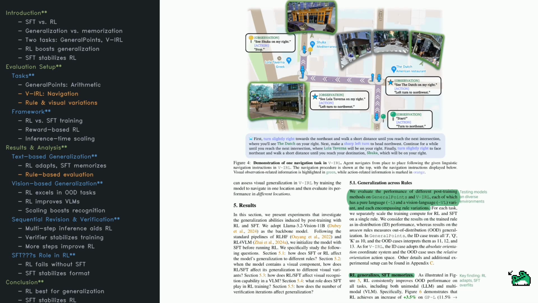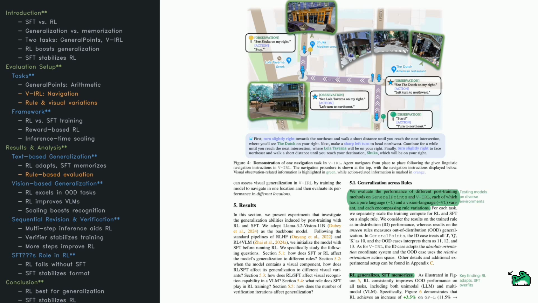Now let's focus on VIRL, where the model has to navigate real-world environments using both text-based and visual information. Take a look at Figure 4. It shows how this works. The agent starts at a given location and receives step-by-step navigation instructions. It has to recognize key landmarks, like restaurants and shops, to figure out where it is and how to move.